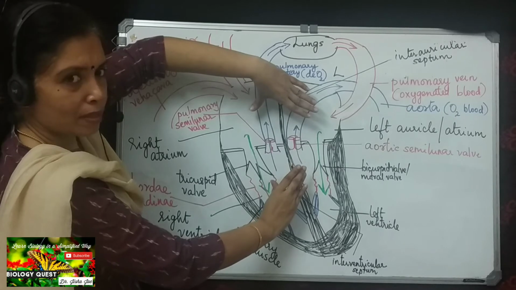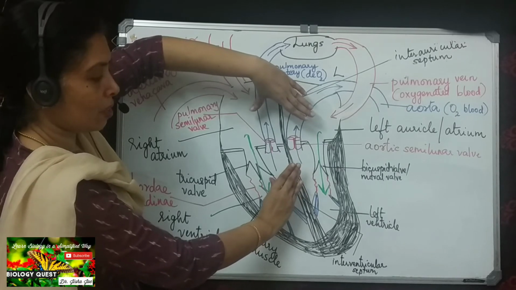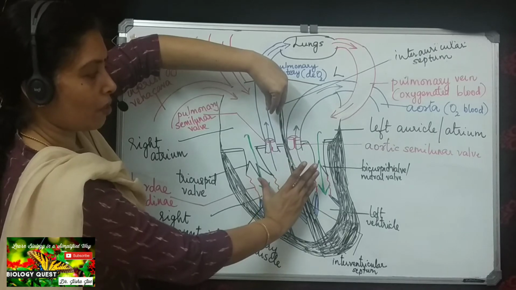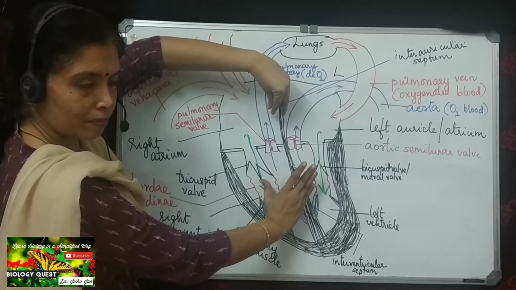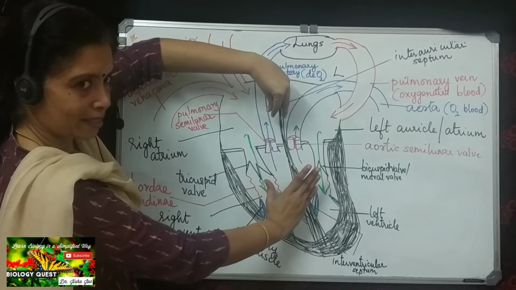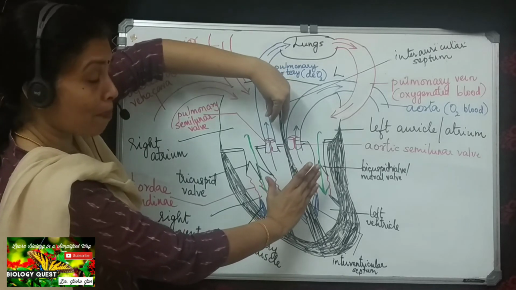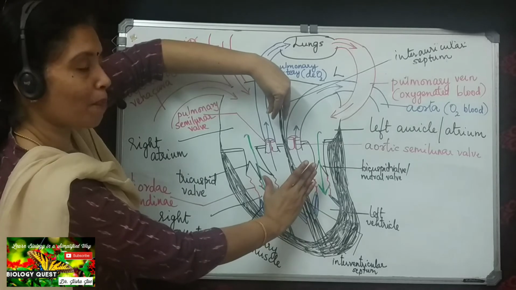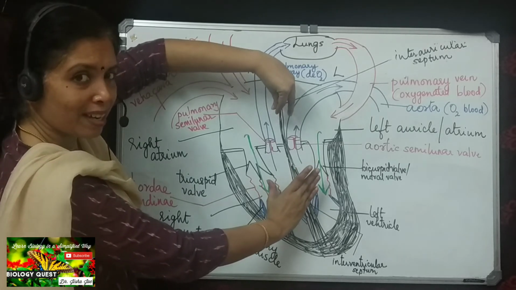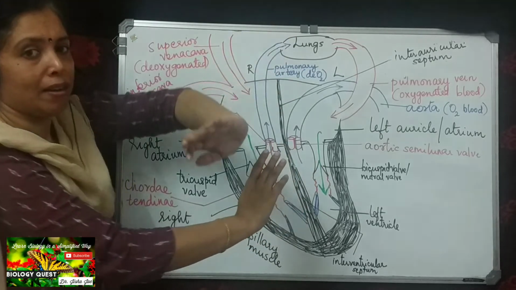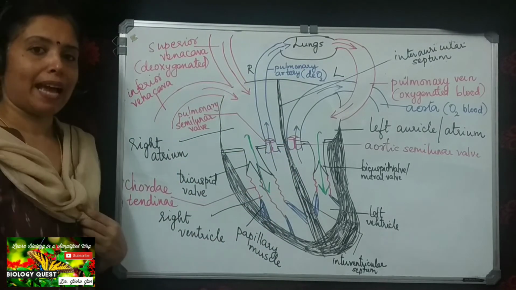So the blood flows. Now the next stage is the relaxation of the ventricle and the contraction of the auricle. As the ventricles relax, what happens? There is a chance for the blood to flow back into the ventricles from the pulmonary artery and the aorta. This is prevented by the closure of the semilunar valves. So that is what is happening there.